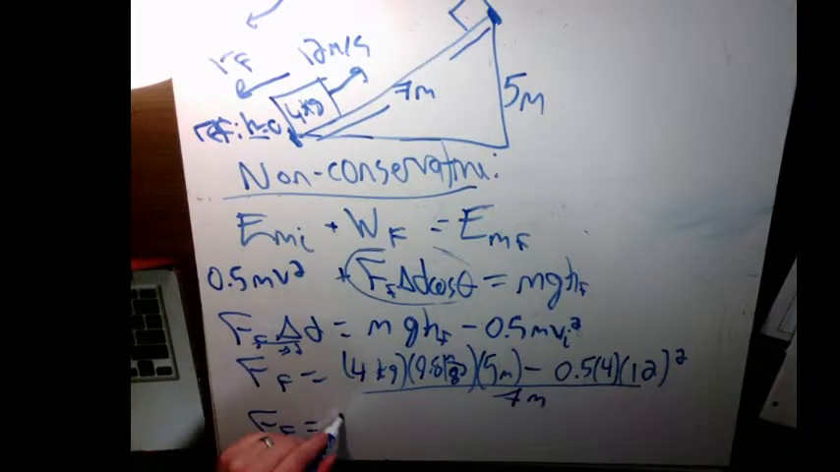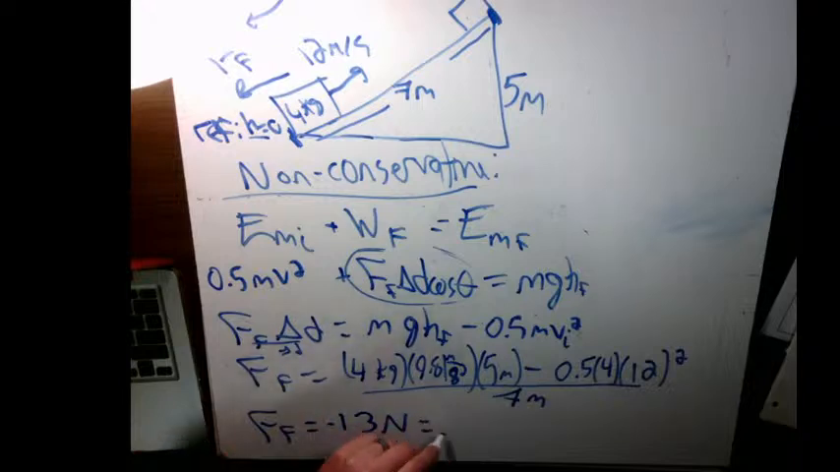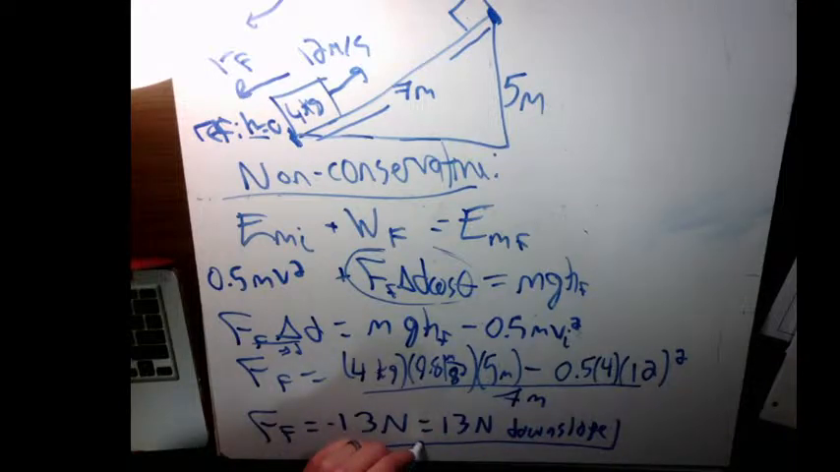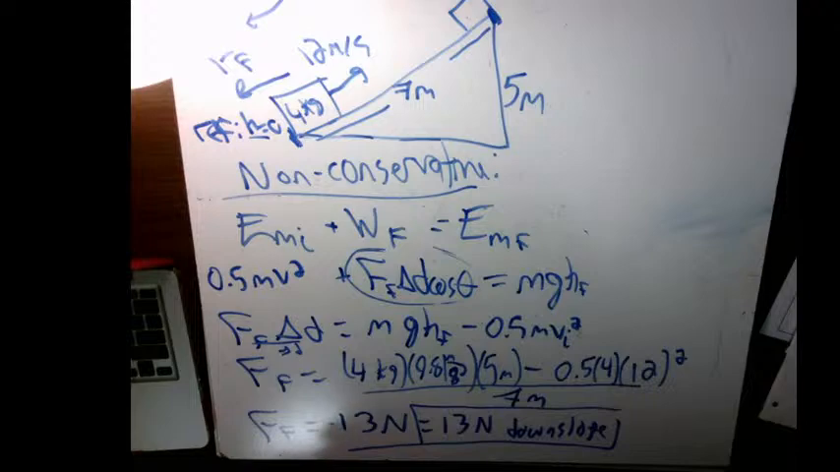And it'll come up with negative 13 newtons, which is 13 newtons down slope. Important to include our direction. All right, that's our first example.